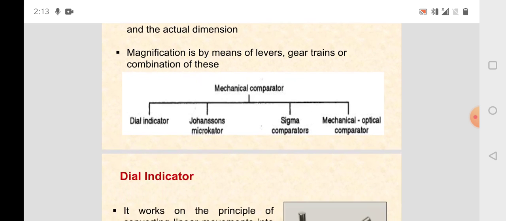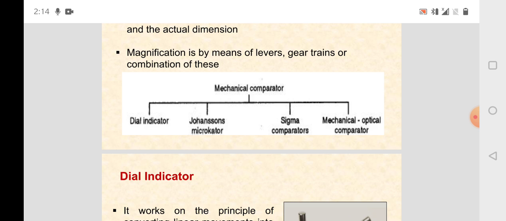Then these are the four types of mechanical comparator we are going to see. First is the dial indicator, a very simple and compact design. It can be attached to the machine also, which we'll see in detail. Then Johansson's Mikrokator is there. It is designed by a scientist named C.E. Johansson, so that's why it is known as the Johansson Mikrokator. Then the Sigma comparator is there, and the mechanical optical comparator is there. It is a combination of mechanical plus optical.